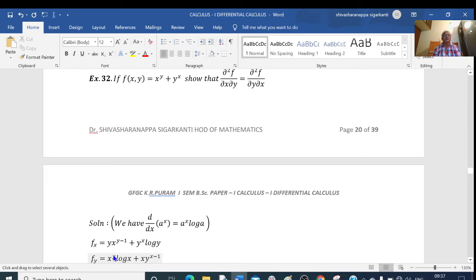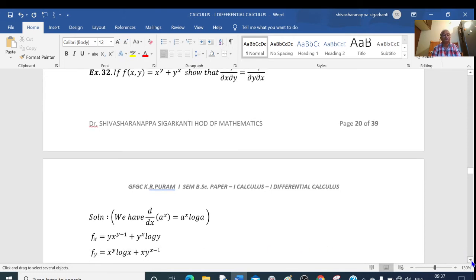Next, differentiating with respect to y partially. Then here, we are differentiating with respect to y partially. X is a constant quantity, okay, and y is the variable here. This is in the form of a raised to x. Therefore, differentiation of this with respect to y is x to the power of y into log of x, plus, coming over here, y is the variable, x is the constant quantity. Then derivative of y to the power of x with respect to y is x into y to the power of x minus 1. Okay, this is x into y to the power of x minus 1.